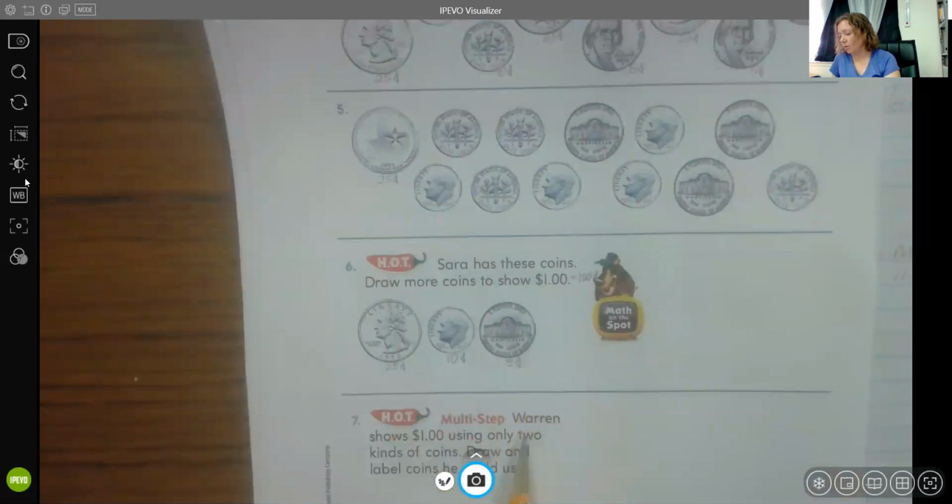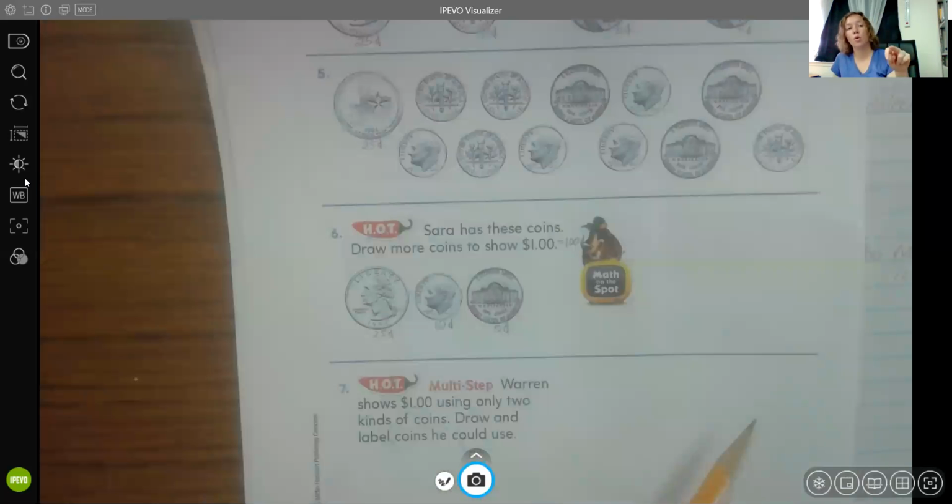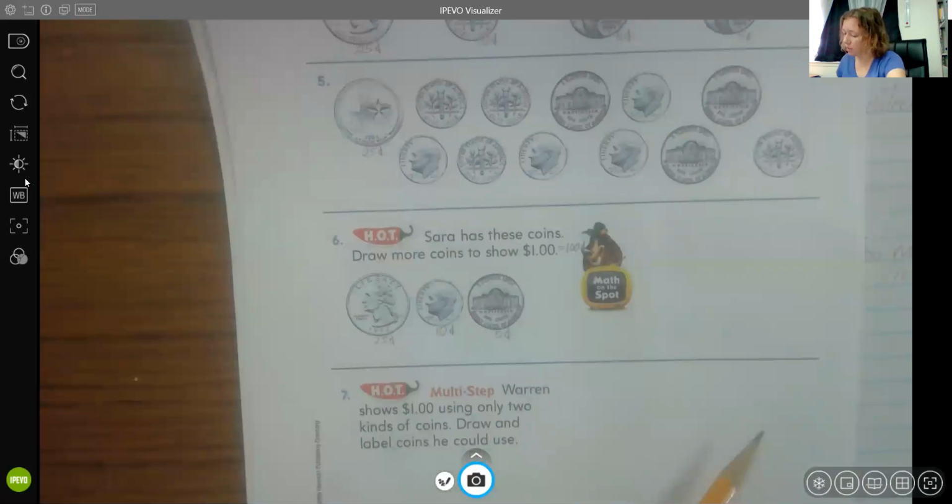Number 7, Warren shows $1 using only 2 kinds of coins. You're only going to use 2 different coins, okay? You're going to use more than 2 coins, but you're only using 2 types. So you might use quarters and dimes. You might use quarters and nickels. You might use dimes and nickels, but you're not going to use 3 types, only 2 types.